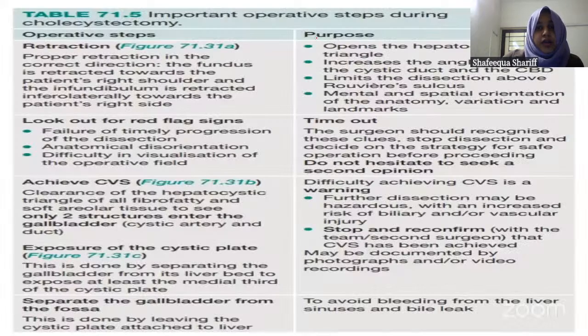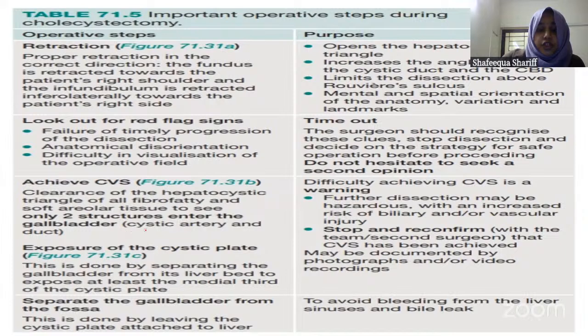Important operative steps that may help you during cholecystectomy are proper retraction. You have to look out for all the red flag signs, especially failure of timely progression, anatomical disorientation, or difficulty in visualization of the operative field. You have to achieve the critical view of safety. You have to definitely achieve this.